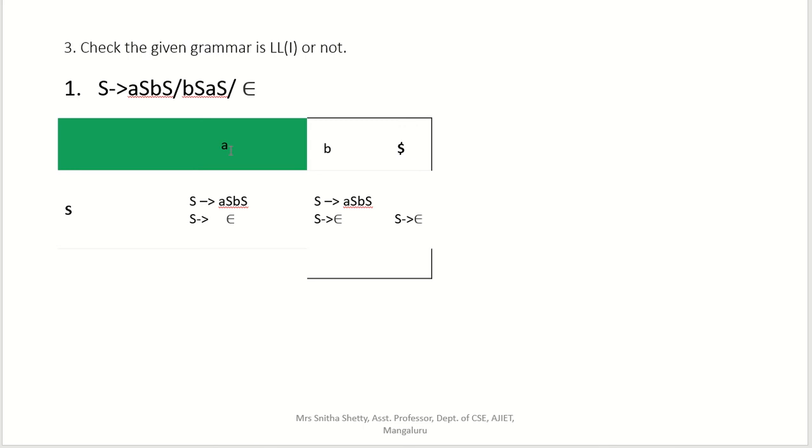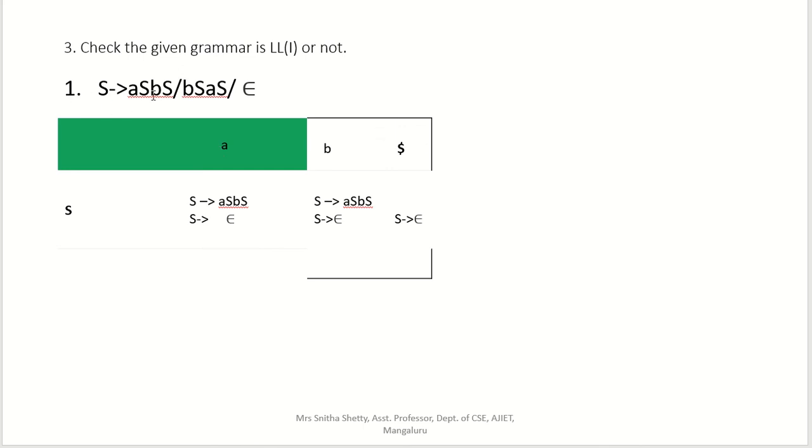Okay, so now you know how to calculate First and Follow, so do it by yourself. I will be directly going for the construction of the parsing table. So how to construct the parsing table? S is a capital letter, the only variable in the given grammar, and the terminals are the small letters a, b and dollar. Now look at your first production.